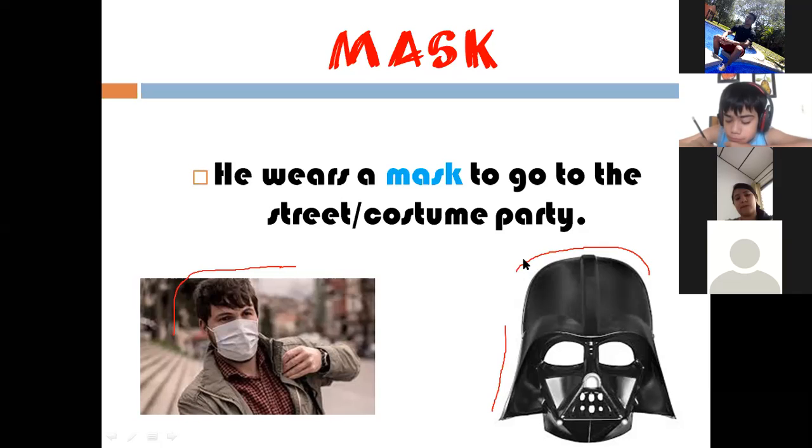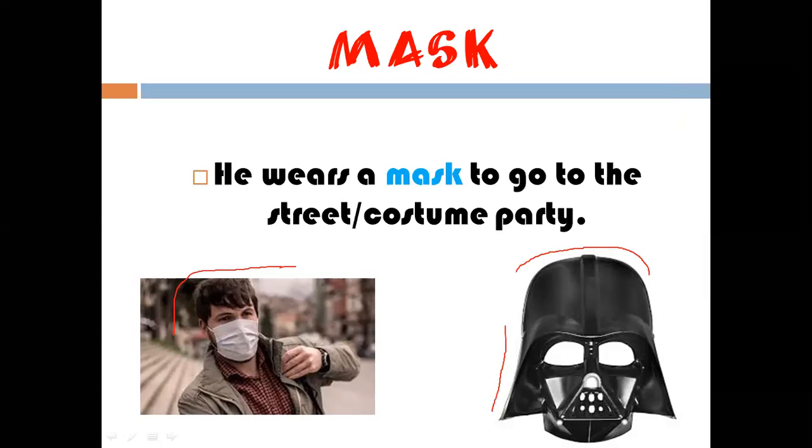Okay. He in the party has a mask. Okay, let's modify this sentence. For example, Deborah, it would be, he is wearing a mask in the party. Okay, let me write the example. He's wearing a mask in the party. It will be like this. Okay. Thank you.